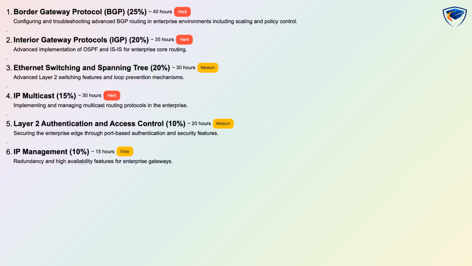Overview of the JNCIP-ENT exam syllabus and domain weights. Border Gateway Protocol, BGP, is 25%. Interior Gateway Protocols, IGP, are 20%. Ethernet Switching and Spanning Tree is 20%. IP Multicast is 15%. Layer 2 Authentication and Access Control is 10%. And IP Management is 10%. Each domain lists difficulty, estimated learning time, and assessment type so you can plan study time accordingly.